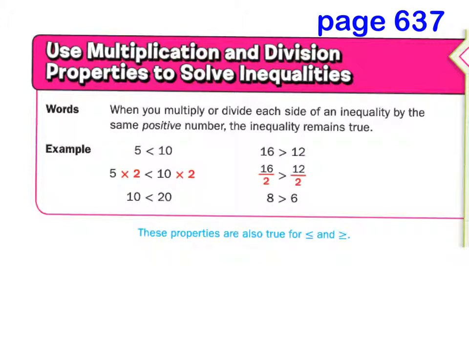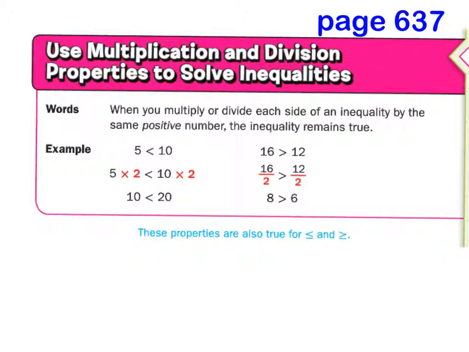The same properties hold true for multiplication and division. Whatever I do to the left, I have to do to the right. So 5 is less than 10. If I took 5 times 2, I get 10. And if I took 10 times 2, I get 20. And again, 10 is still less than 20.